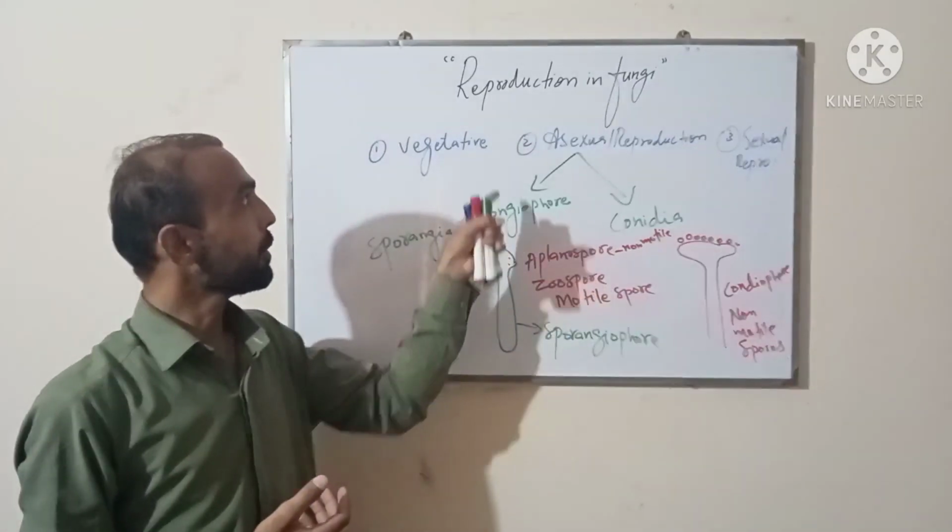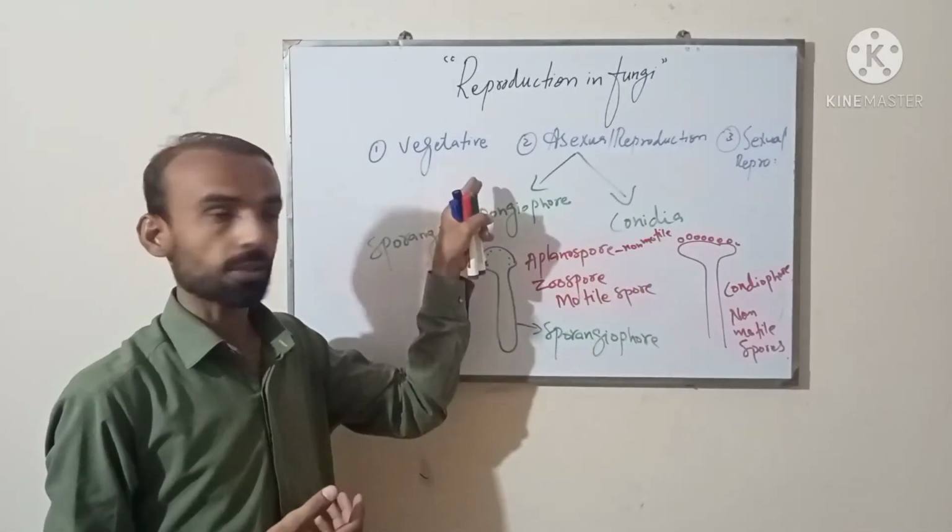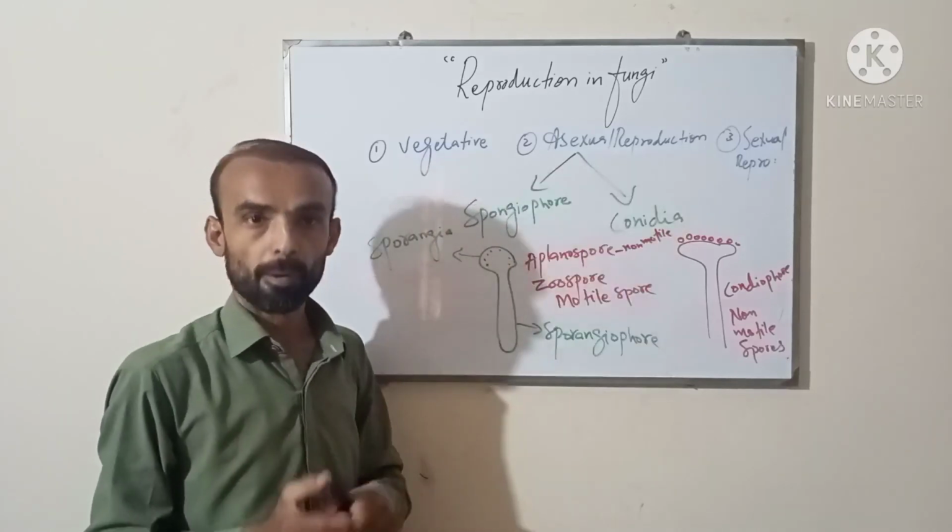Okay, now these are the two types of reproduction we have discussed: vegetative reproduction and asexual reproduction.